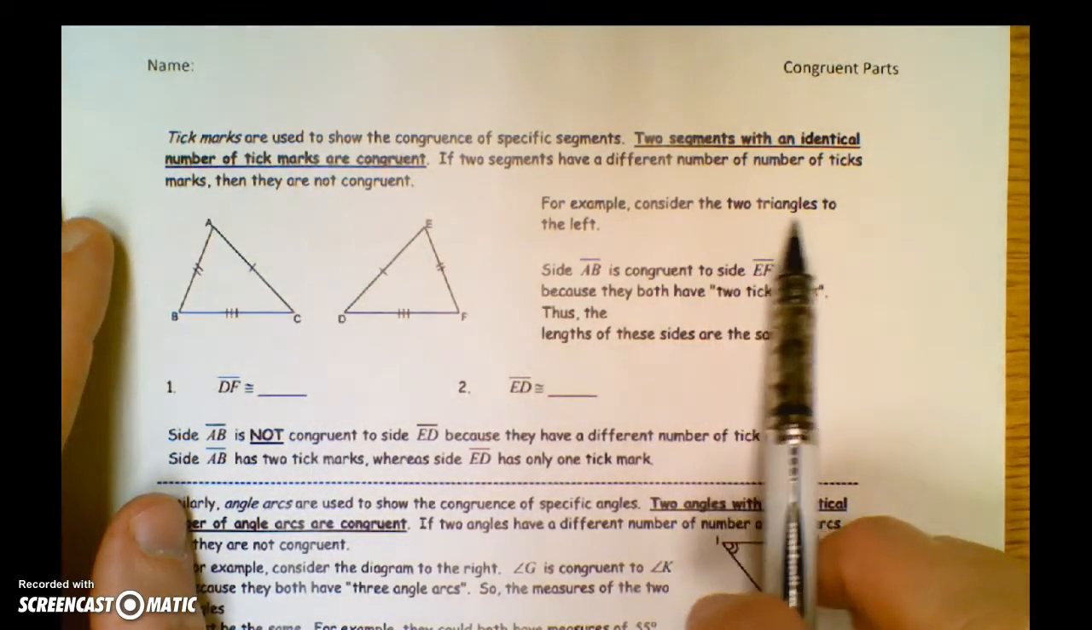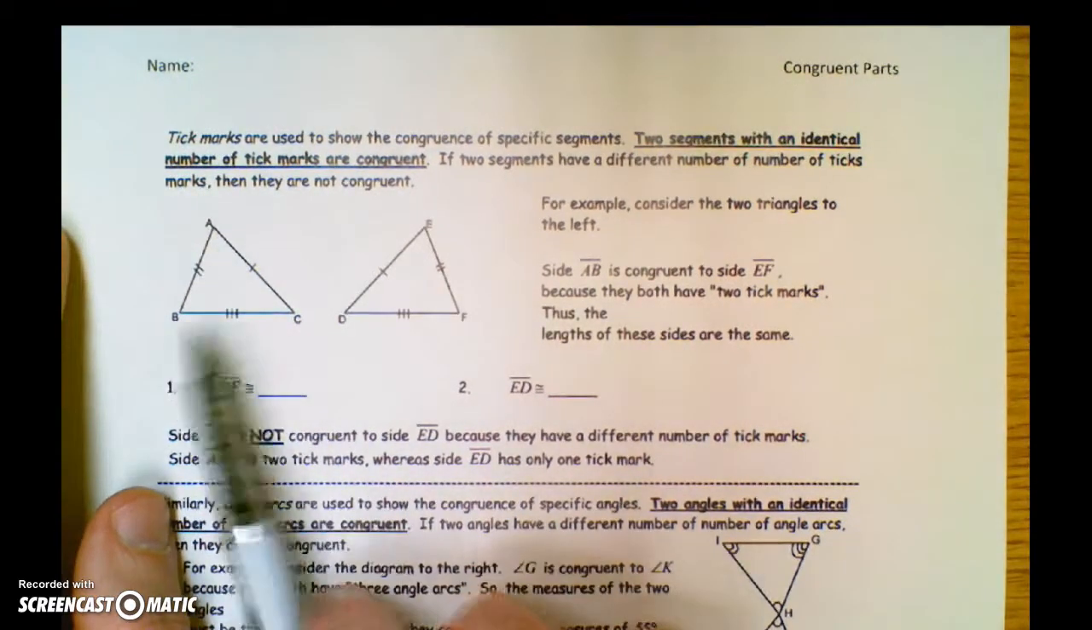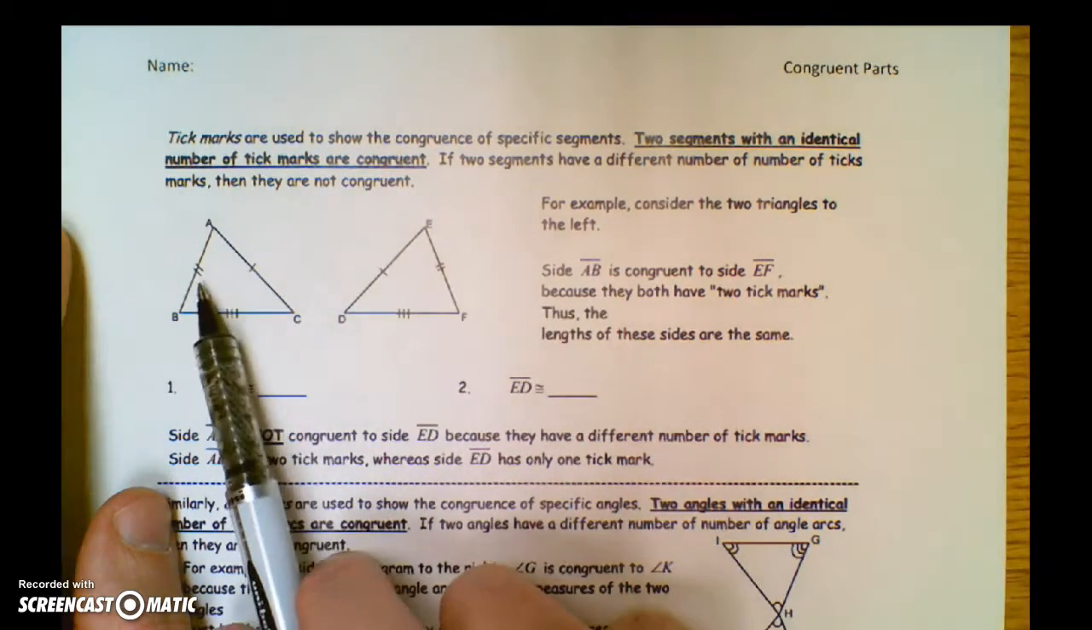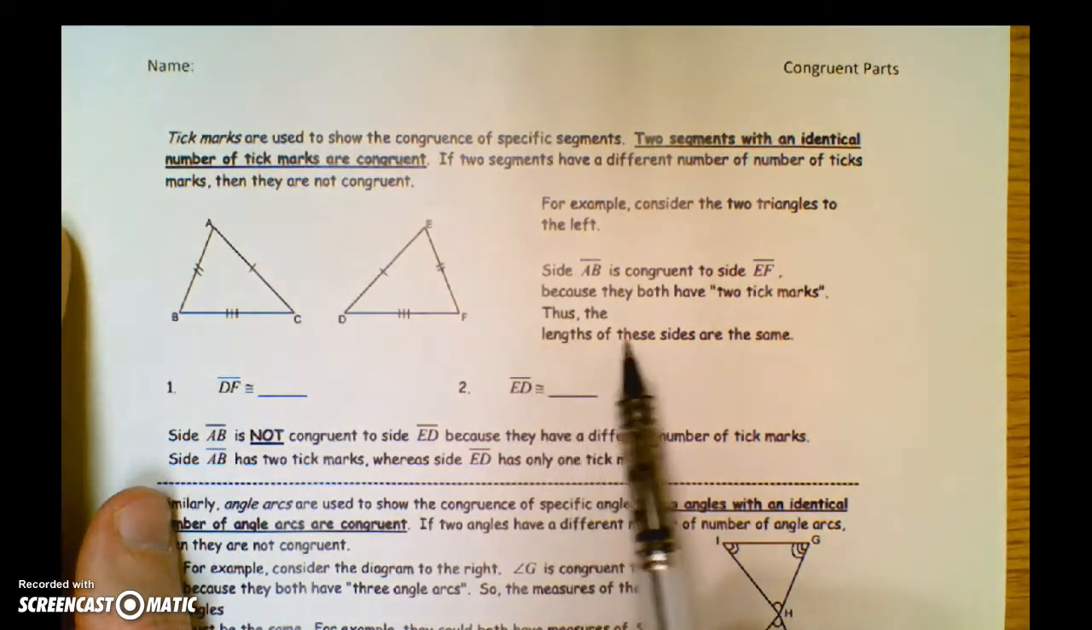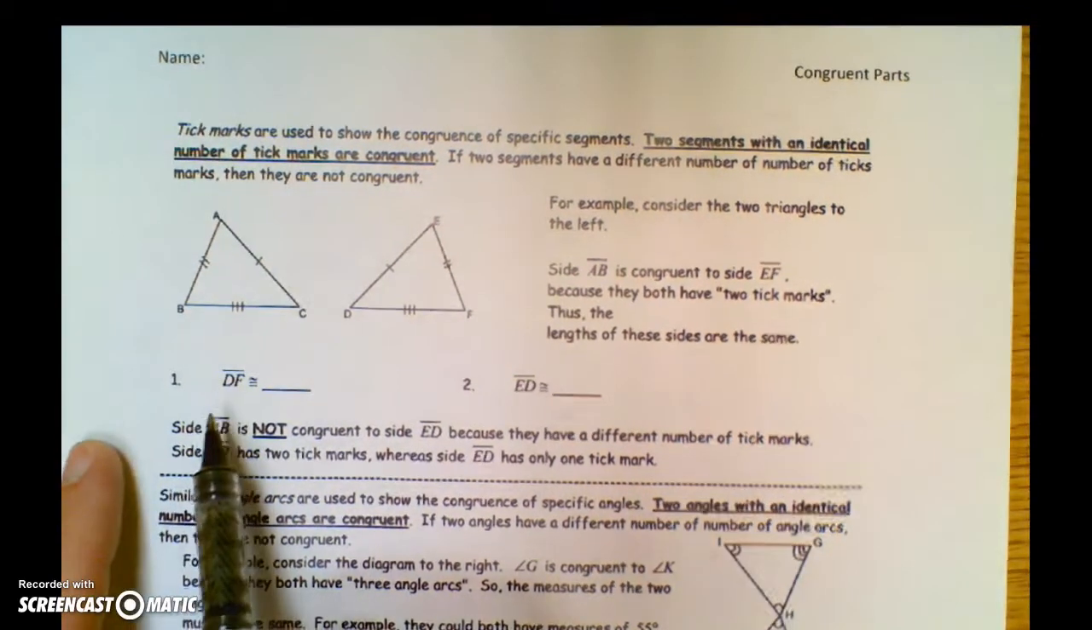So for example, consider the two triangles to the left. Side AB is congruent to side EF because they both have two tick marks. Thus, the lengths of these sides are the same. So let's complete these statements.